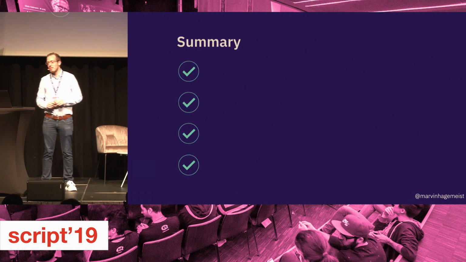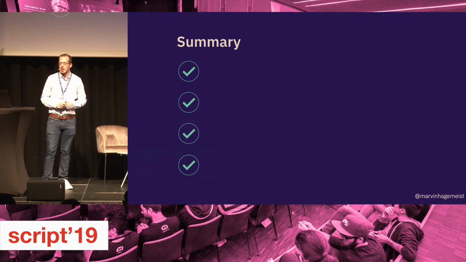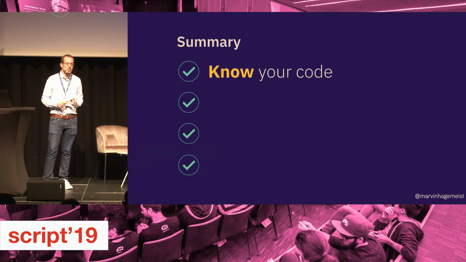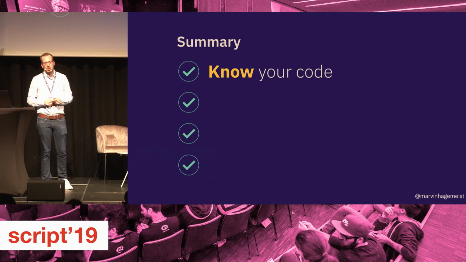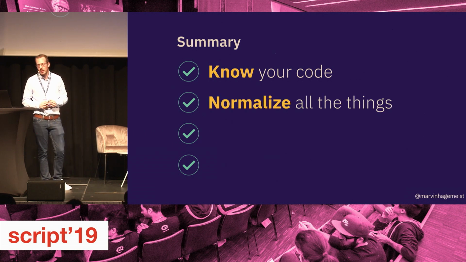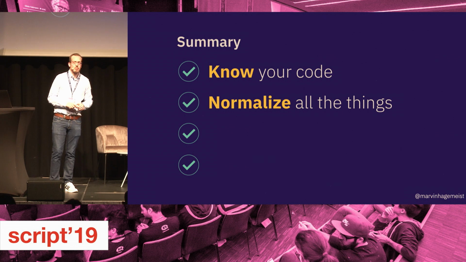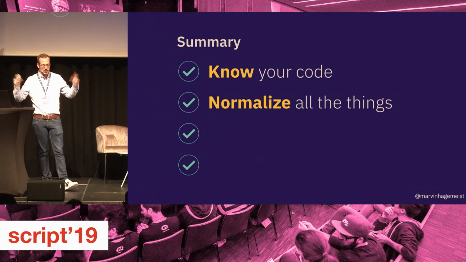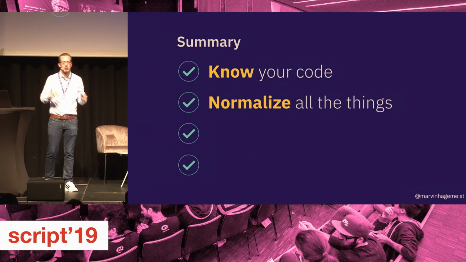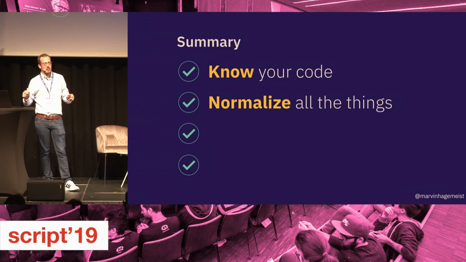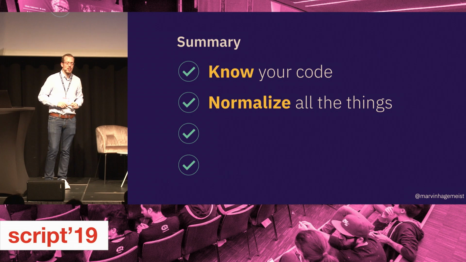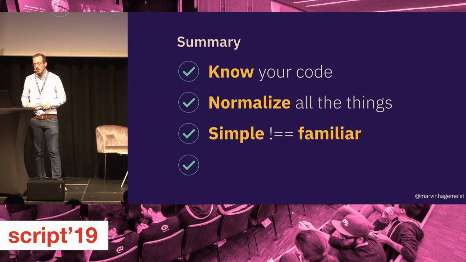So in summary, the key takeaways I hope you will take home with you: know your code. You cannot optimize what you don't know, so you really have to know your code to be able to optimize it and make it simpler. Normalize all the things. Whenever a data structure like user input or an API enters your system, it has to be normalized as soon as possible so that your code stays simple and can work with the same data structures. If you delay it and do this normalization later, you always run into problems, so do it as early as possible. And most importantly, simple is not familiar.